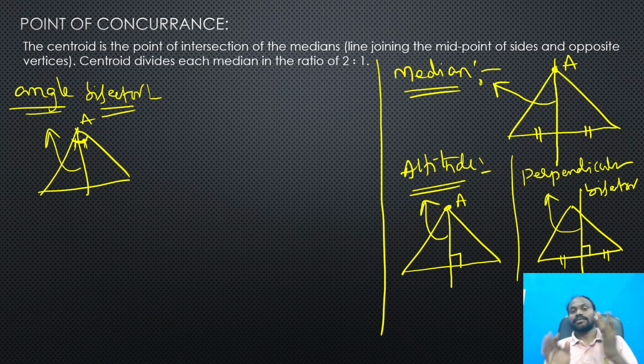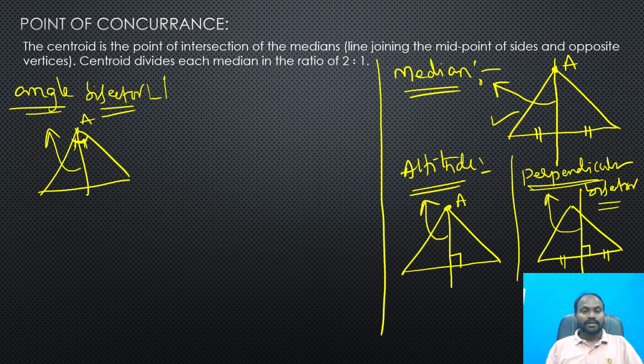Now you should know these four definitions. Median is drawn from the vertex to the opposite side and divides the opposite side into two equal parts. Altitude is drawn from the vertex to its opposite side and is perpendicular to it. Perpendicular bisector may or may not be from the vertex, but it divides the opposite side into two equal parts and is perpendicular to it. Angle bisector divides the angle into two equal parts. These are the important points you should know before discussing the point of concurrence.